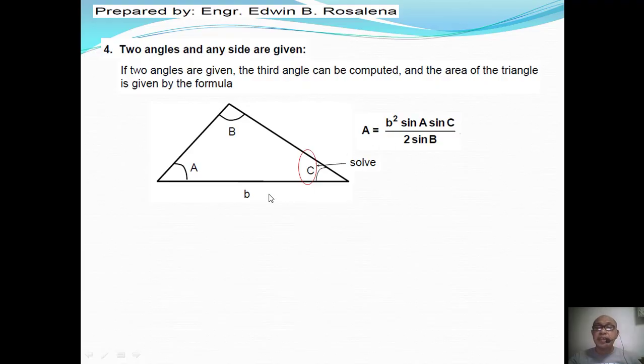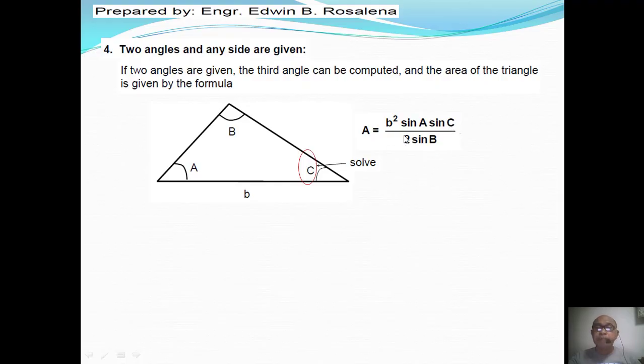Area is equal to the square of the given side times the sine of angle A, sine of angle C, divided by the sine of B. Now, what is to be noted in this formula? Take note that if you are given side B, the opposite angle, which is angle B, should be in the denominator. So, B squared, then sine of B, then you have a factor 2 in the denominator. The sines of the remaining two angles are placed above.